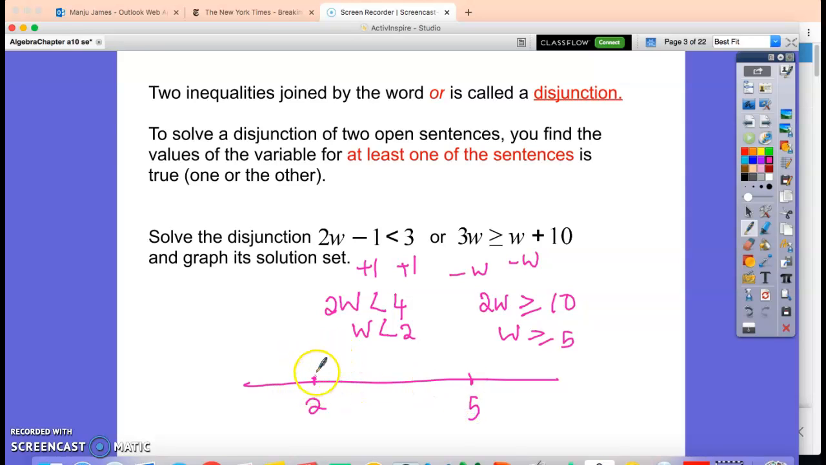So it says w < 2. So it's an open circle going this direction, and w ≥ 5. So this is a closed circle going this direction. So the solution set is 5 and real numbers above 5, and all the real numbers below 2. So this is the solution set.